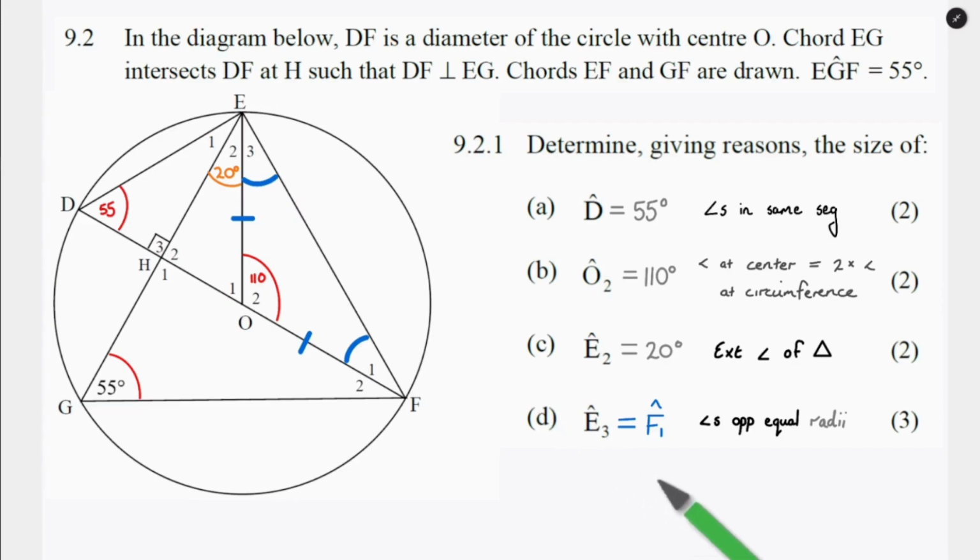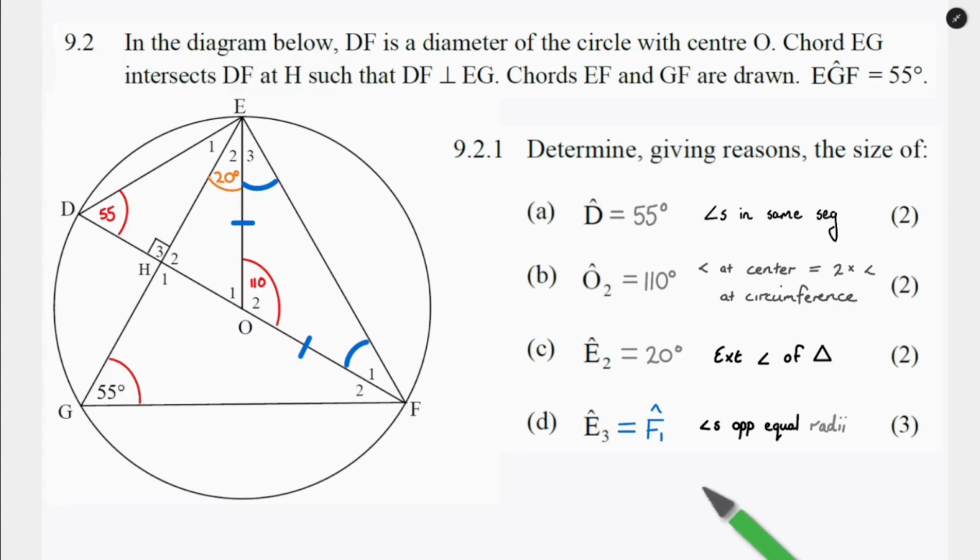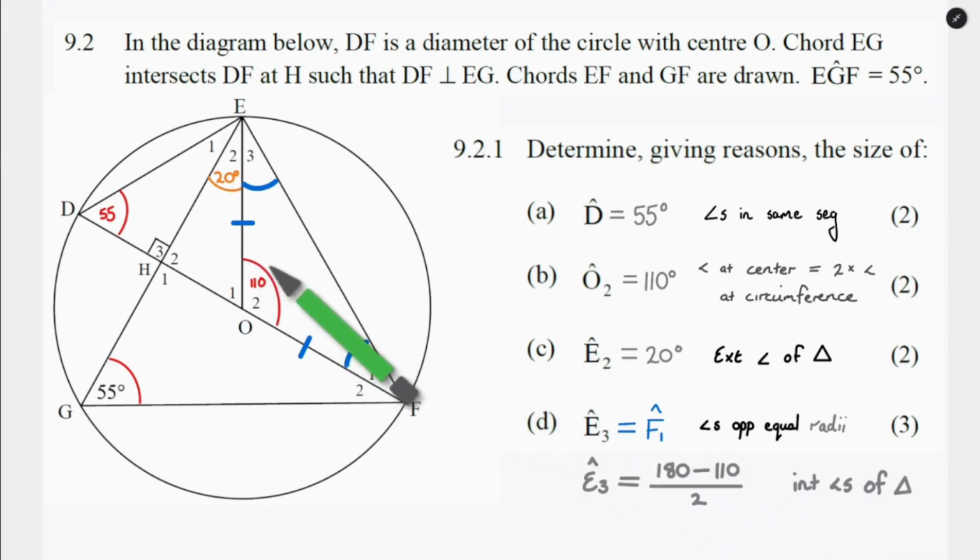Now I'm going to show you the most efficient way to get that done. So we're going to start by saying E3 equals 180 minus 110, and then we divide that whole thing by 2, and we know this because of interior angles of a triangle. So basically what we are doing here is saying 180 minus this angle of 110, that's going to give us 70, and then we divide that by 2 to split it in 2 equal parts for E3 and F1.